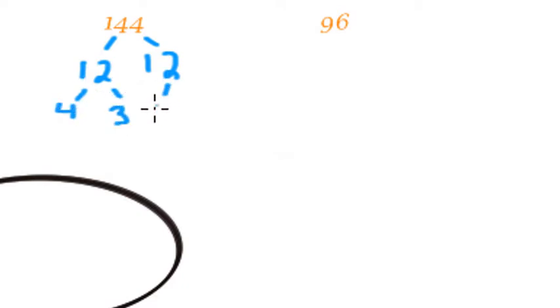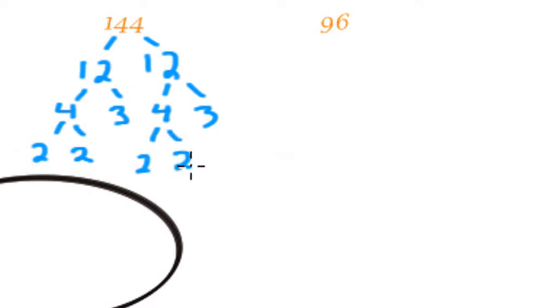Let's find the factors of 144. Well, two of the numbers that come to mind real quick are two 12s, and each 12 can be broken down into 4 and 3. Both 4s can be broken down into 2 and 2, leaving us with our 6 prime factors: 2, 2, 3, and 2, 2, 3.